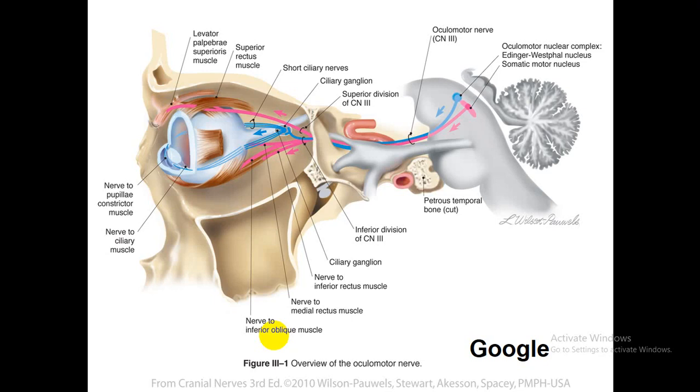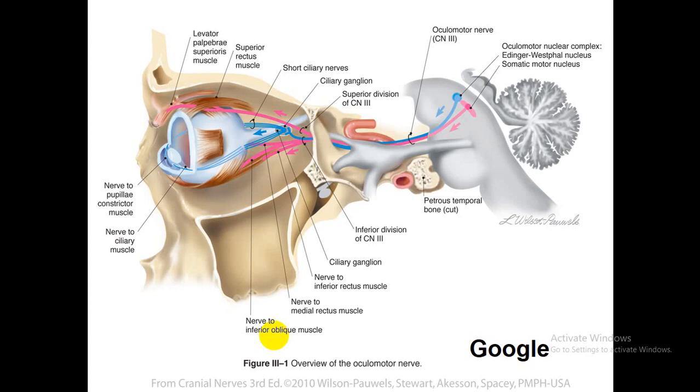Number one, general somatic efferent. It gives motor supply to all ocular muscles, which are the six plus the levator palpebrae, so I have seven muscles, except two of them: the lateral rectus and the superior oblique. So it supplies five muscles: number 1 superior rectus, number 2 medial rectus, number 3 inferior rectus, number 4 inferior oblique muscle, and number 5 the levator palpebrae superioris.